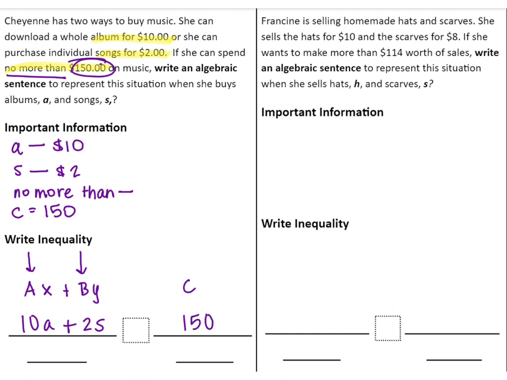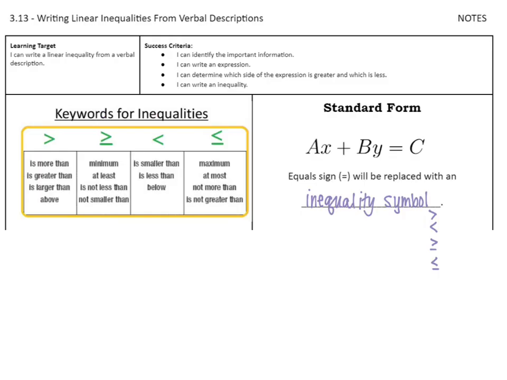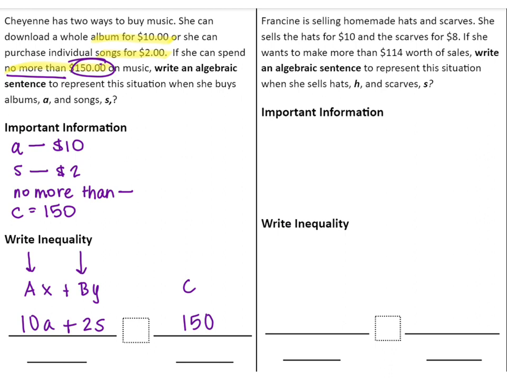Now, which one needs to be greater? Well, it says that she can spend no more than $150. Okay, well, what's another way to think of no more? At most. When I go back to look, which one is the same as no more than? She can spend no more than that $150. So that means that whatever she spends on the albums and songs must be smaller than that $150. Okay, so this value needs to be bigger.